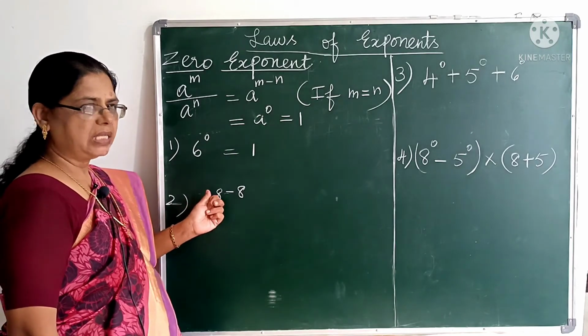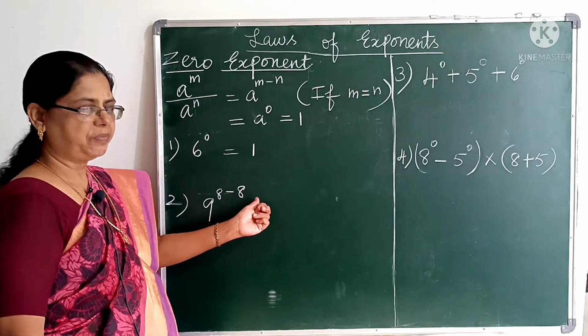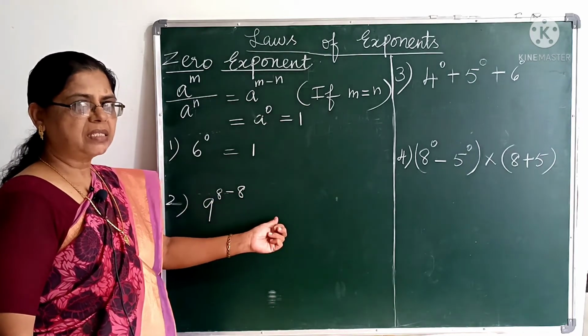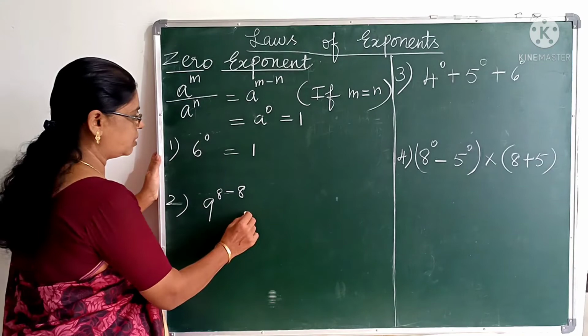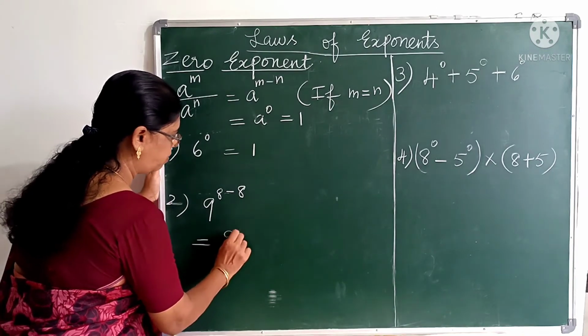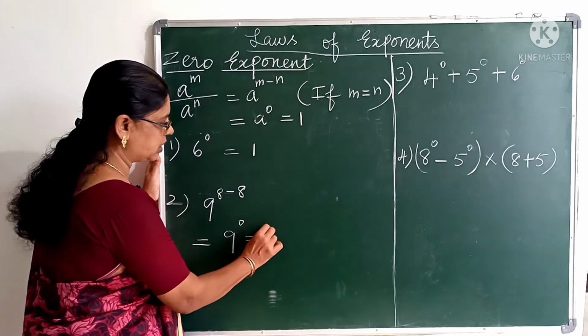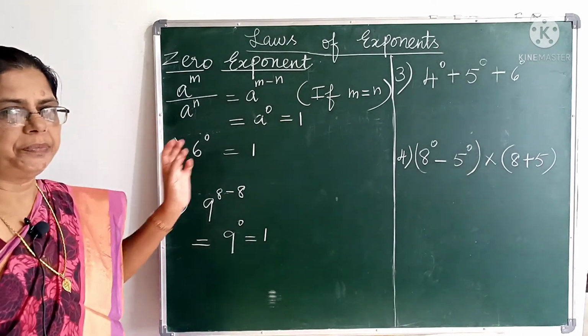9 power 8 minus 8. So when you subtract 8 and 8, the answer is going to be 0. So it will be 9 power 0. And what is its value? Its value is equal to 1.